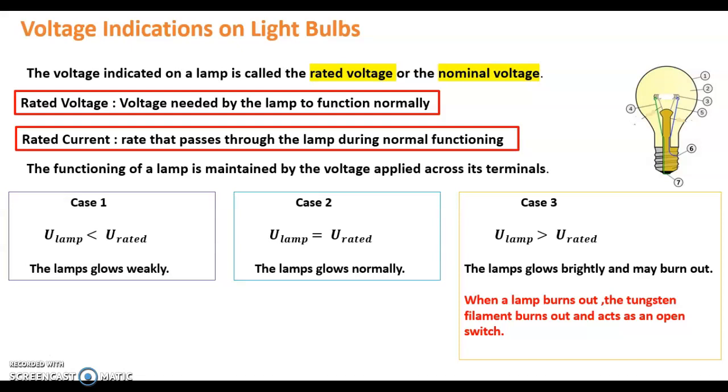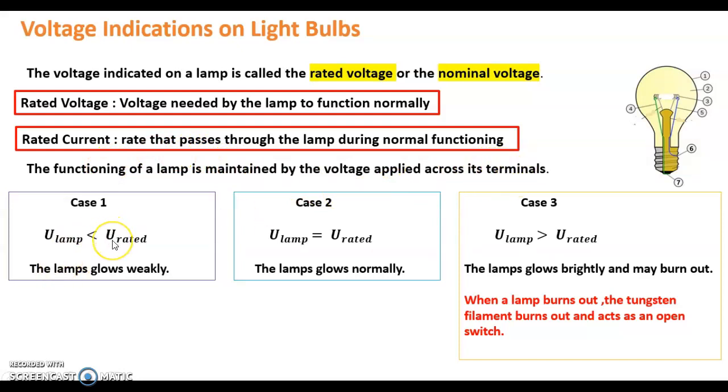The voltage indicated on a lamp is called the rated voltage, or the nominal voltage. By definition, the rated voltage is the voltage needed by the lamp to function normally, and the rated current is the current that passes through the lamp during normal functioning. So the functioning of a lamp is maintained by the voltage applied across it.